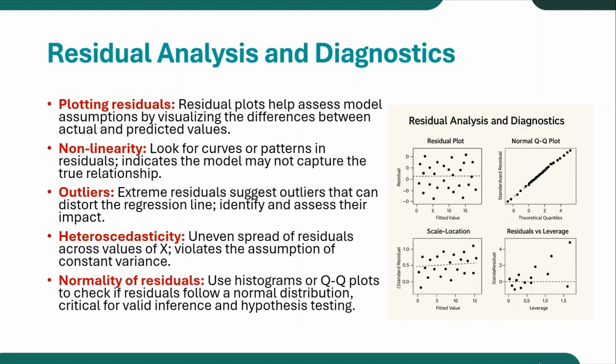Normality of residuals. Residuals should follow a normal distribution for valid statistical inference. We can check this using histograms or QQ plots. If residuals deviate from the diagonal line in the QQ plot, it signals a problem.